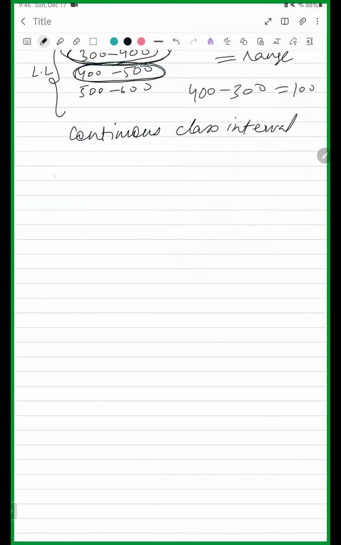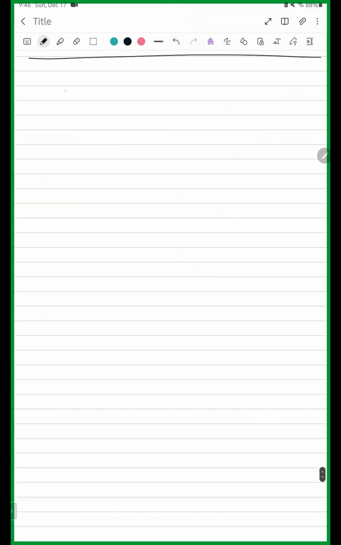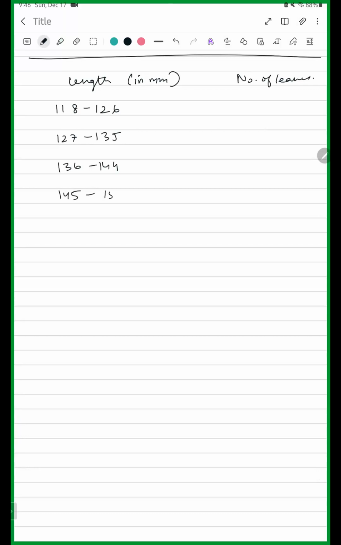It's given like this: length in millimeter, and then the number of leaves. So 118 to 126, 127 to 135, 136 to 144, 145 to 153, 154 to 162, 163 to 171, 172 to 180.